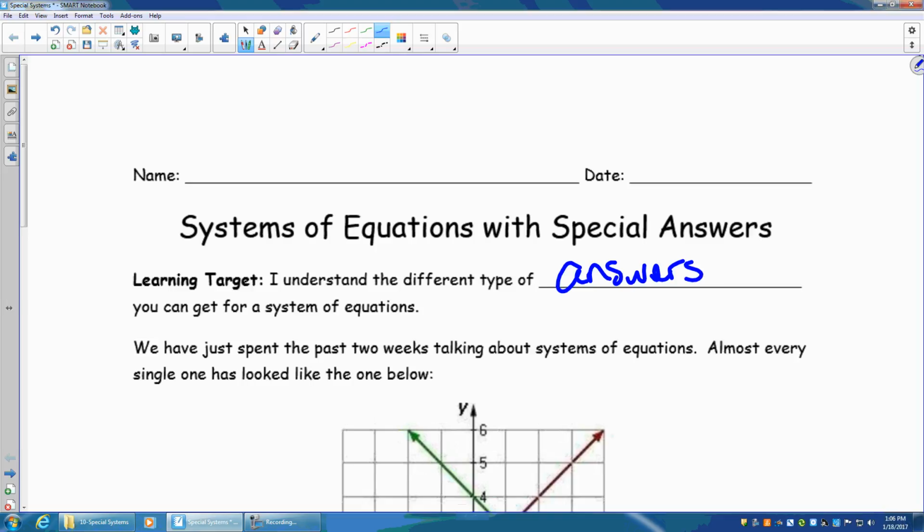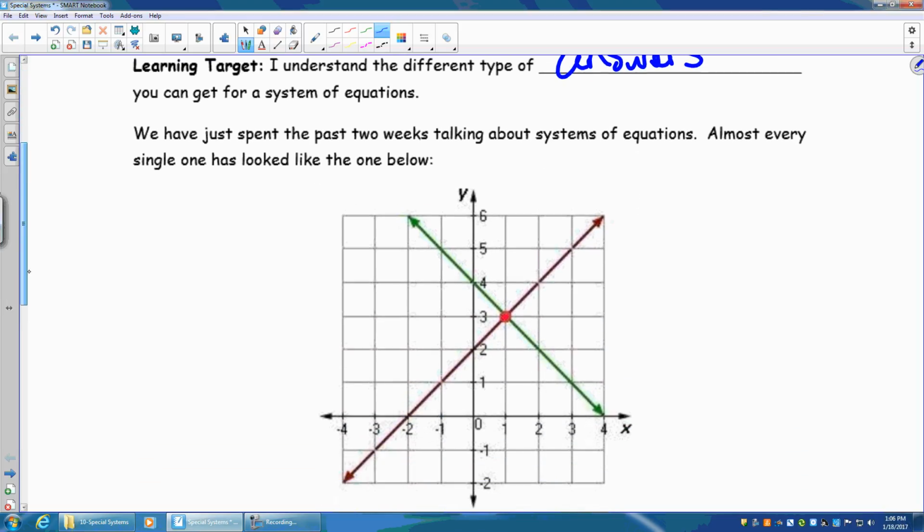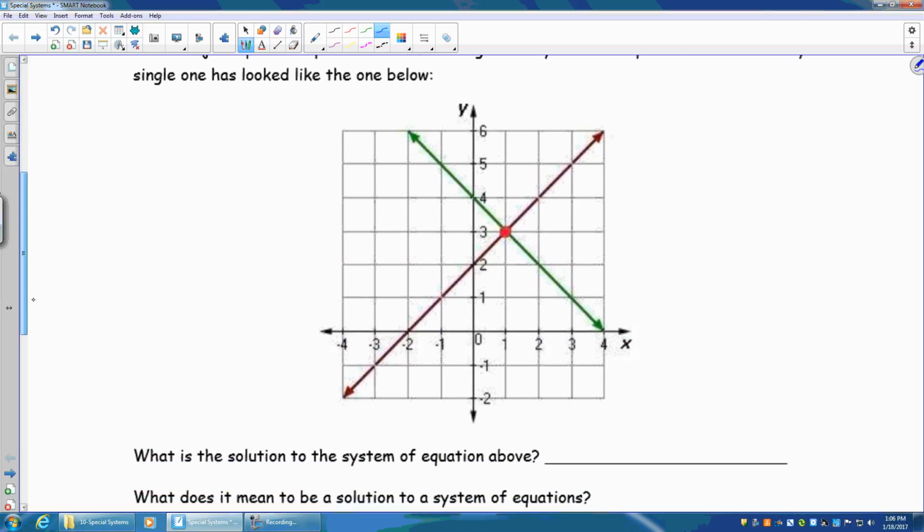We have just spent the past 2 weeks talking about systems of equations, if not more. Almost every single one has looked like this one below. Now, what is the solution to this one right here? It's pretty easy, isn't it? It's 1, 3. And what happens at 1, 3? Well, at 1, 3, that's where the two lines meet.